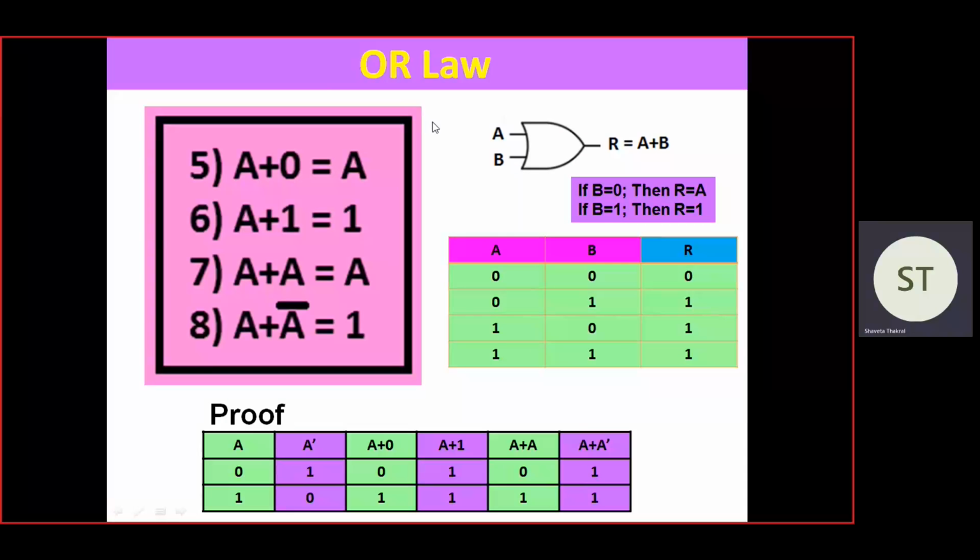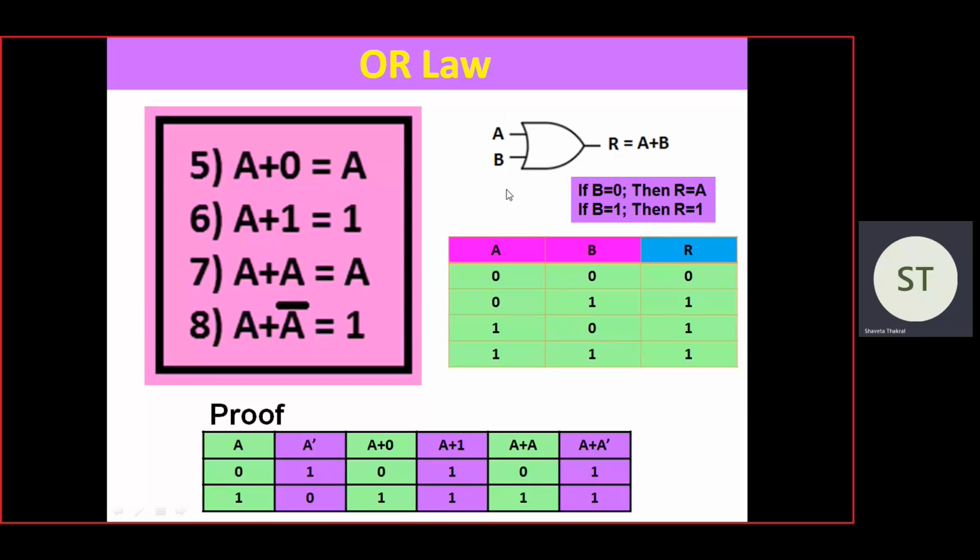And the second law is the OR law. Under this law again we have four theorems. Like A ORed with 0, the result is A. If A is ORed with 1, the result will be 1. And if A is ORed with A, that is not twice A, that will be a single A. And if A is ORed with A complement, the result is equal to 1.